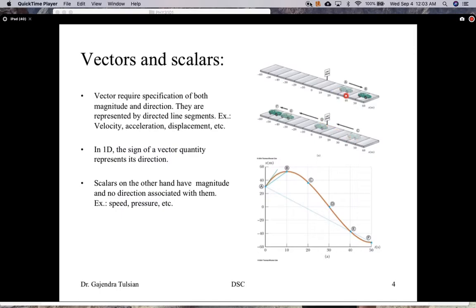In one dimension, here's a displacement vector. A vector can either point to the right or to the left. Okay, so in 1D, the sign of the vector quantity represents its direction. Let's say this displacement is plus 20 meters and this displacement is minus 20 meters. So the sign tells you the direction of the vector. All right.